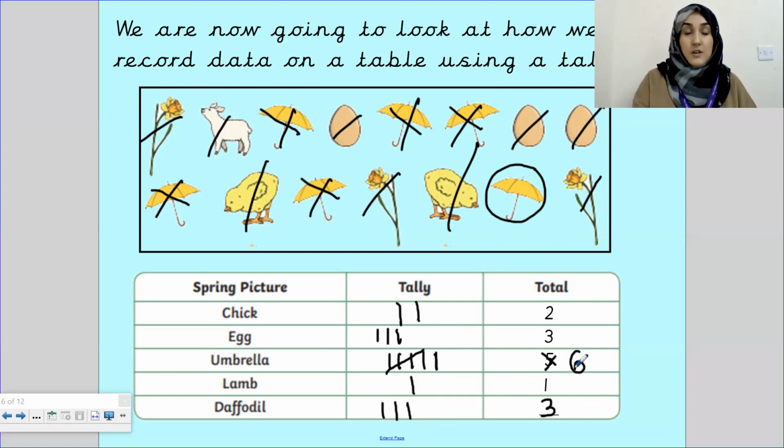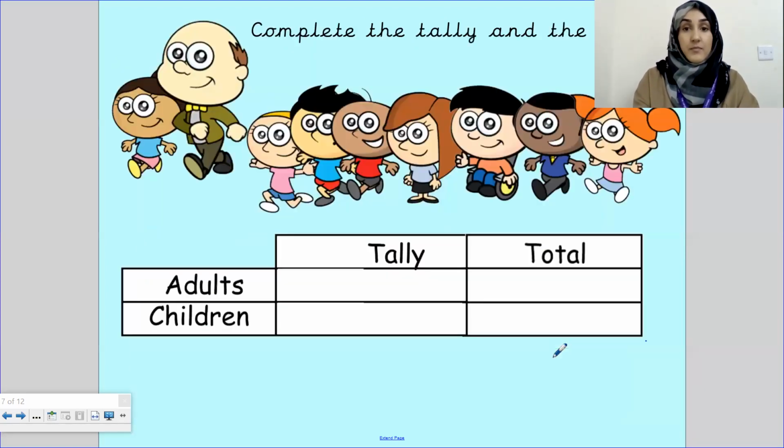Okay, so remember when we do a tally chart, it is all about setting data into a table like this over here, and it all needs to be accurate. So you need to make sure that you're paying attention and you're counting each one accurately. Okay, now it says complete the tally and the total. So first it says adults. Now out of all these group of people, how many adults are there, Morris class? Show me your fingers. Well done.